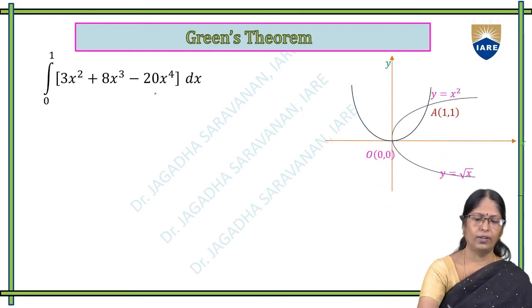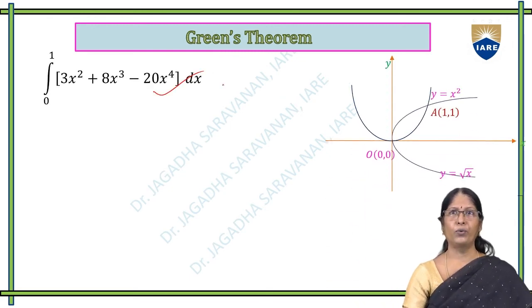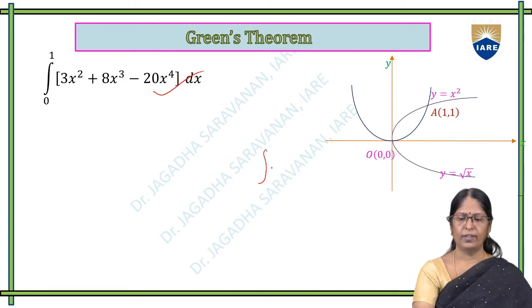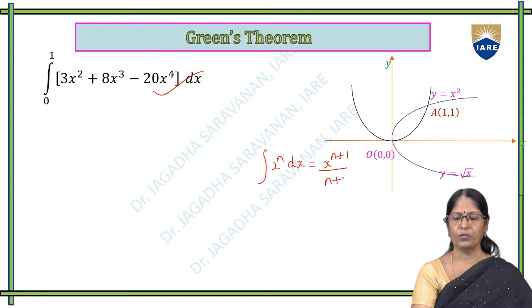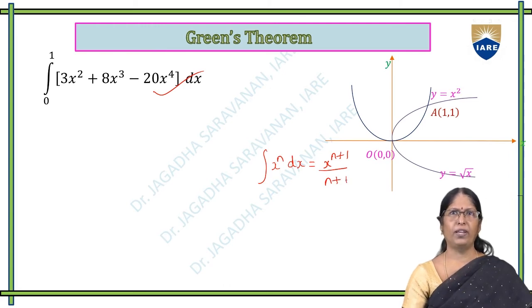So this is the result. We have to do the integration with respect to x. We know the integral formula, that is, integral x power n dx equals x power n plus 1 by n plus 1. Very simple integral formula.